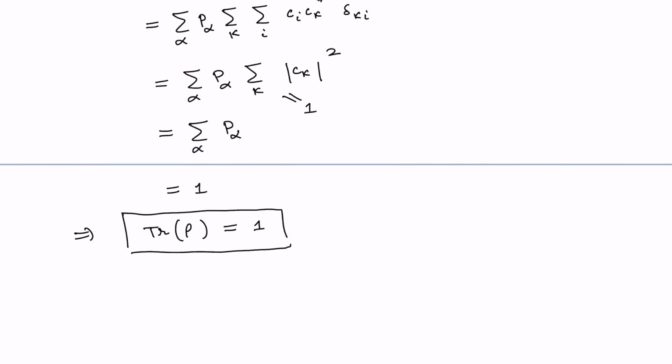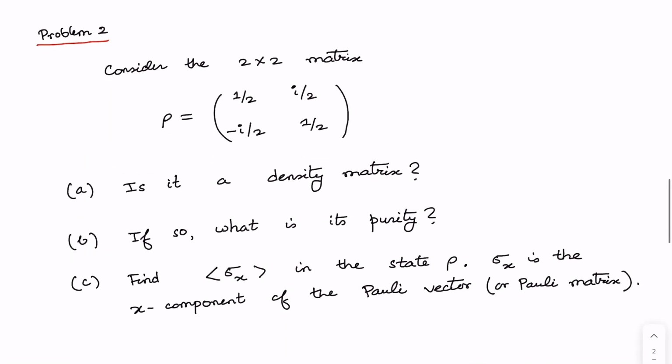And thereby you see that we now have the general proof that trace rho is equal to 1. Now let us do the second problem. So in the second problem, you are given a 2 by 2 matrix.